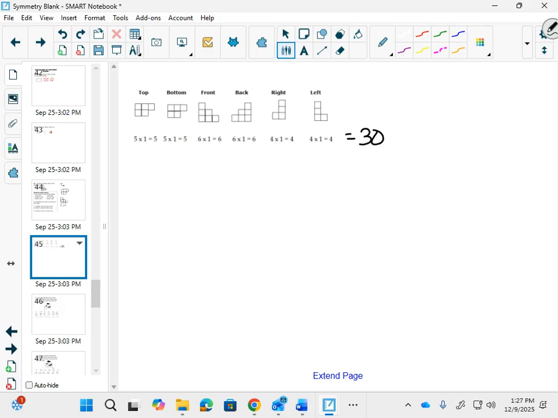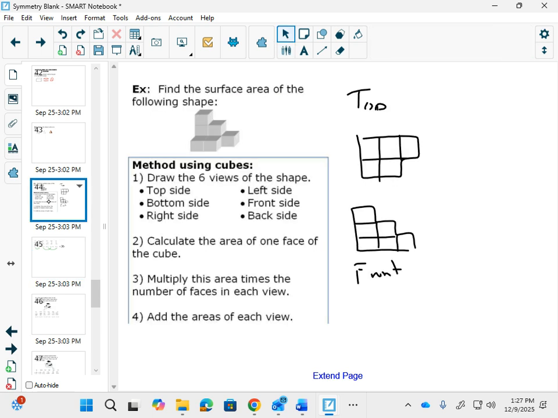Do you want to know my trick for adding this up quickly? Check this out. What do these two make? 10. What do these two make? 10. What do those two make? Another 10. 10 plus 10 plus 10. 30. Easy. So, if we can write all 6 views, we can count up the squares, and then figure out the surface area.